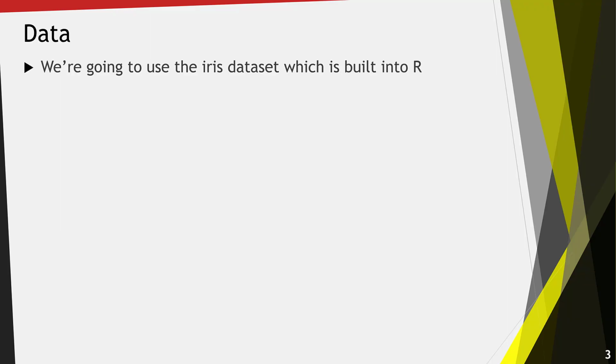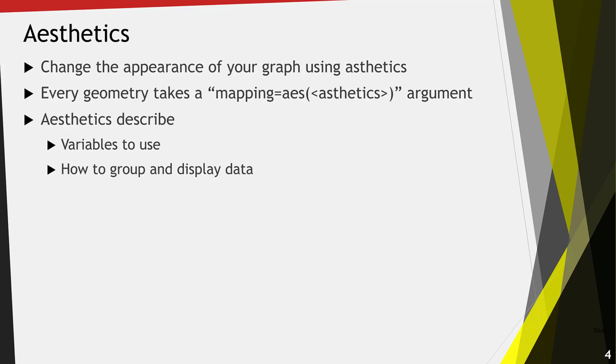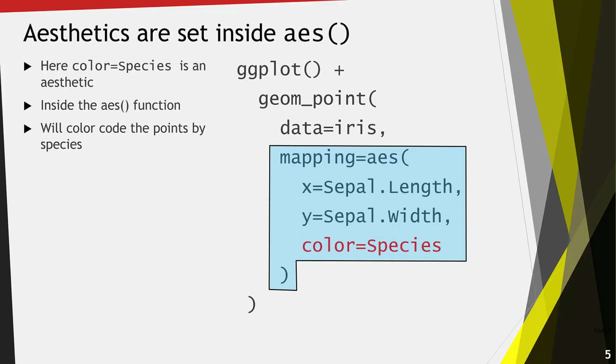We're going to use the Iris dataset, which is built into R. You should already be somewhat familiar with aesthetics from previous videos. But remember, aesthetics change the appearance of your graph. Every geometry in ggplot takes a mapping equals aes function, and inside the parentheses, you're going to put various aesthetics of the visualization. You're going to use aesthetics to describe the variables the graph should use, and how to group and display data. Remember, all the aesthetics go inside this aes function.